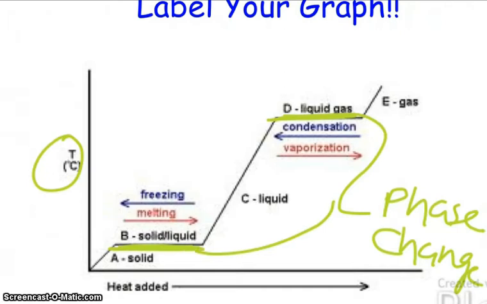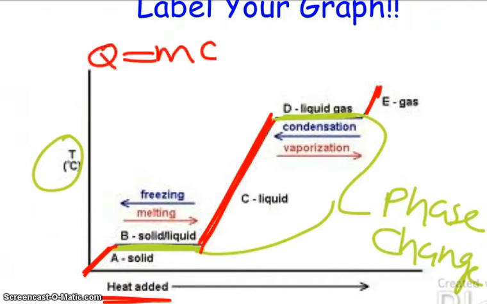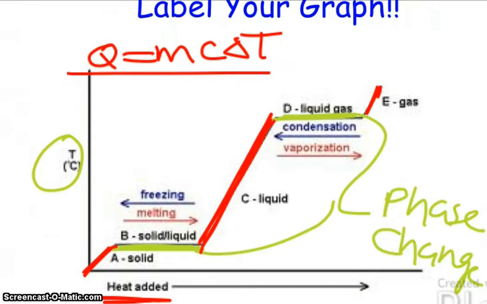So during these slanted parts is where you're adding heat. Heat is being added and the temperature is going up. So during the red, you'd use Q equals mcΔT to find out how much your temperature goes up and things like that. During the green, your temperature doesn't change despite adding heat. So we're going to see a different equation for those times.